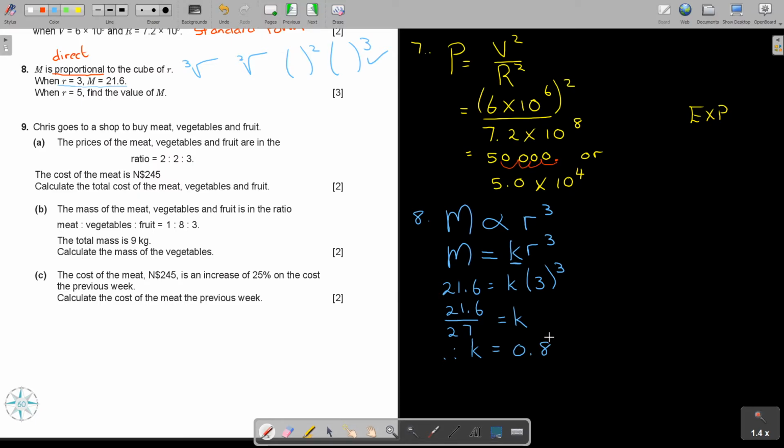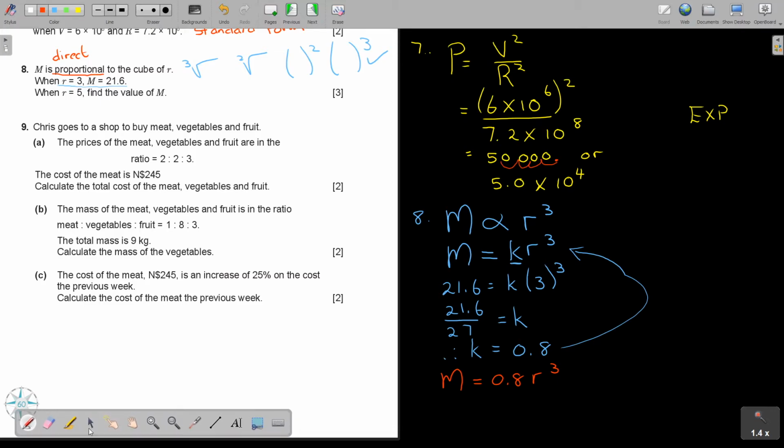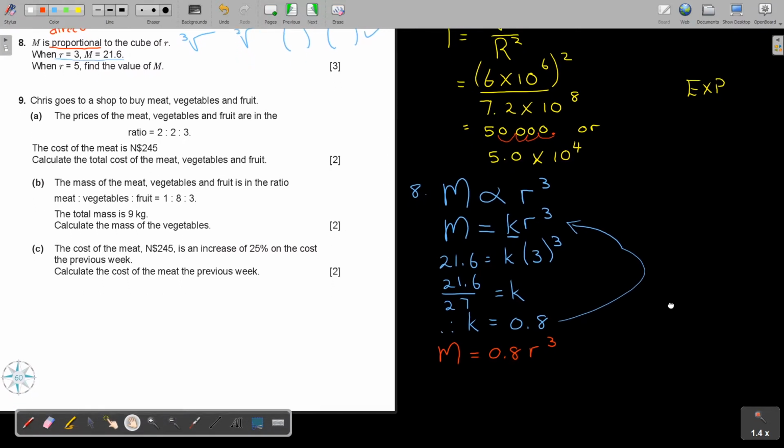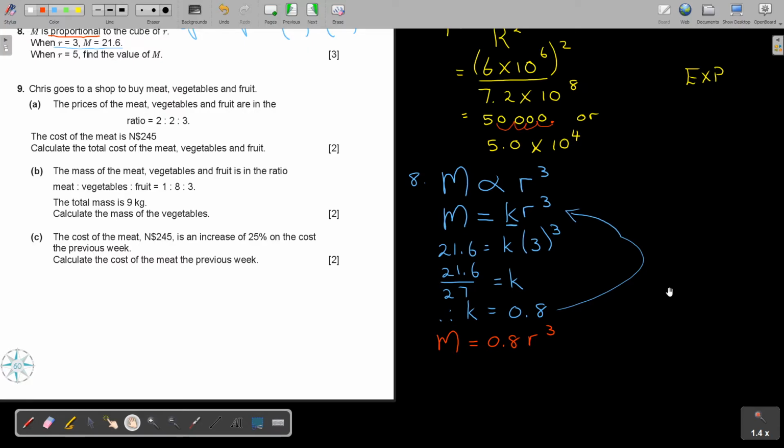But now, don't forget, I must substitute it in there. So I'm going to say, and I'm even going to use another color. Let's make it red. This is my equation. M equals 0.8 r to the power of 3. Okay, and now I'm moving it up a little bit. And now I'm using, now say when r is 5, find the value of m. So I just want to find m, and I have r, so I just substitute.